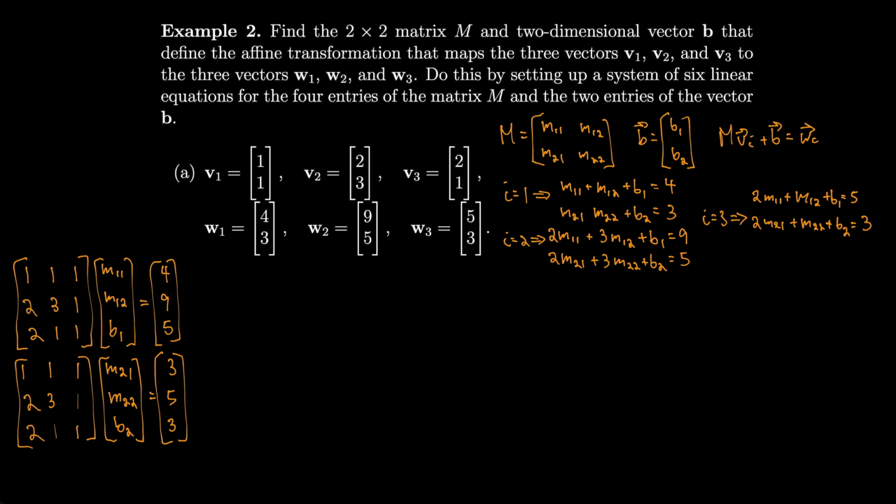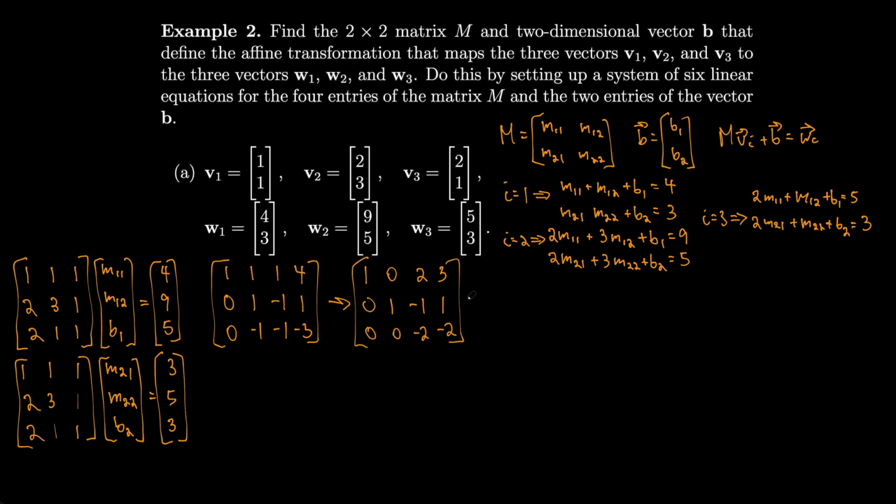Okay, let's reduce the first one first, this one. So we'll get 1, 1, 1, 4, and we'll get zeros underneath the leading 1, so 0, 1, minus 1, 1 by subtracting the top row, 0, minus 1, minus 1, minus 3, which becomes 1, 0, 2, 3, and then 0, 1, minus 1, 1, and then 0, 0, minus 2, minus 2, and be further reduced to 1, 0, 0, 1, 0, 1, 0, 2, 0, 0, 1, 1, giving us M11 equal to 1, M12 equal to 2, and B1 equal to 1.